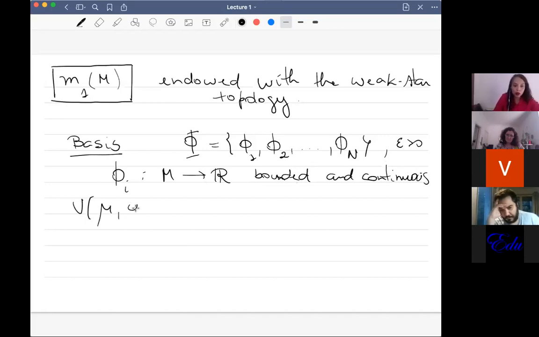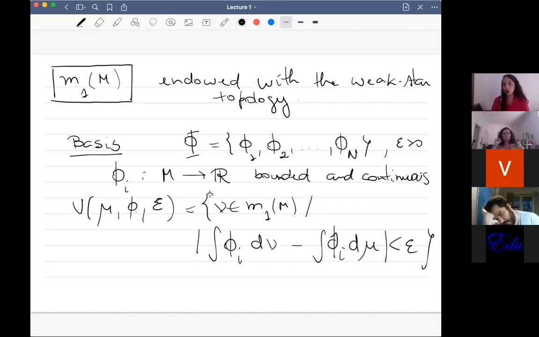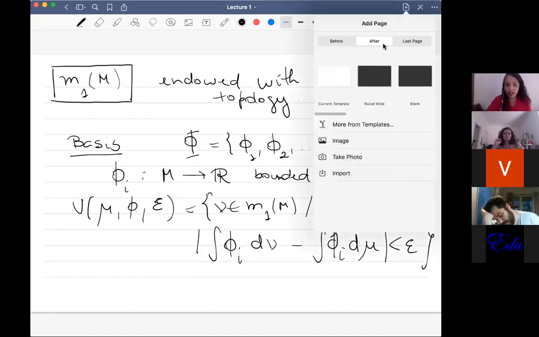And the neighborhood of a mu, fix a mu, that's a probability measure. The neighborhood will depend on epsilon. This is like your ball, but depending on epsilon and on a finite number of functions. It's all the other probability measures nu that satisfy the following. You define it using the integrals. You take the integral of phi i d nu minus the integral of phi i d mu. The distance between these integrals has to be smaller than epsilon. So you define that a measure is close to another if, when you integrate a finite number of functions with respect to nu and with respect to mu, the integrals are close. So you use the integrals to define this.